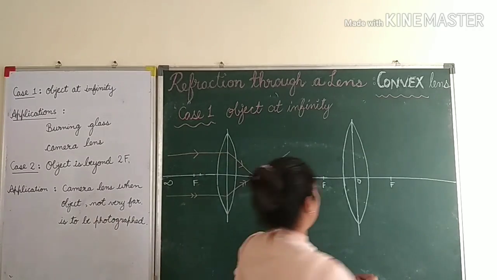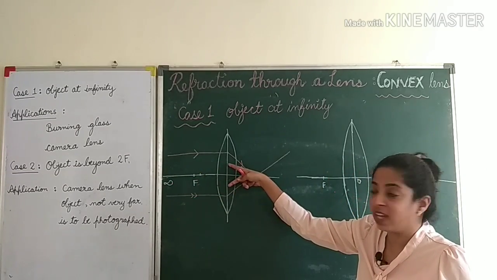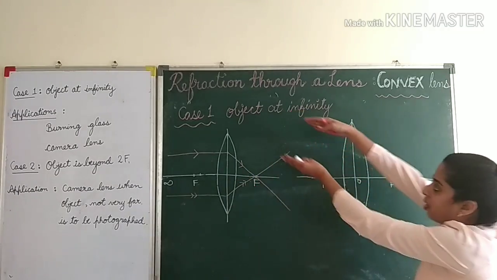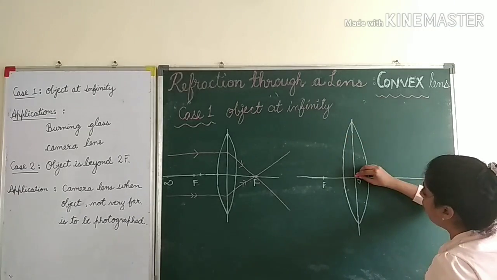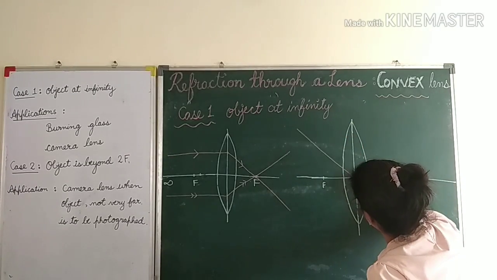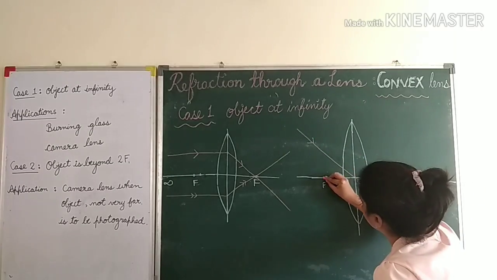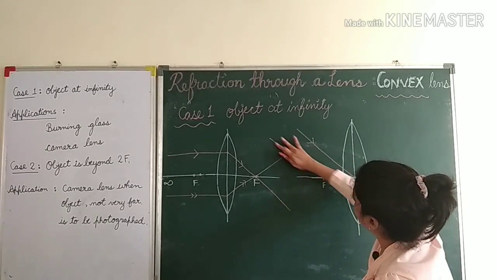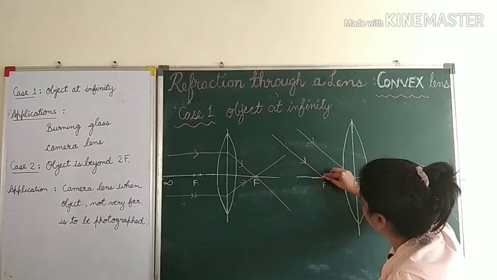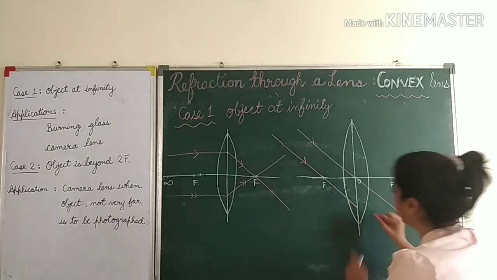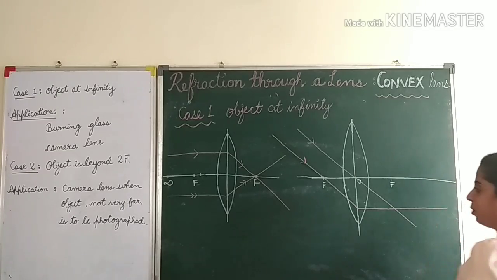Now another way to draw this. Children, these parallel rays need not necessarily be parallel to the principal axis. The parallel rays can come like this also if the object is oblique. So suppose there is a beam of parallel rays coming like this, one passing through the optical center straight. Then I'll draw another parallel line to this and make it pass through F. Then after refraction it should become parallel to the principal axis.